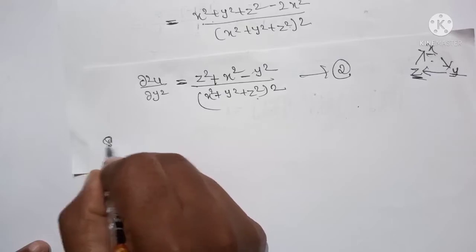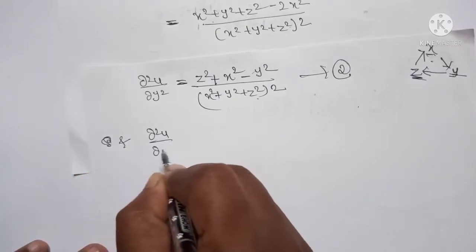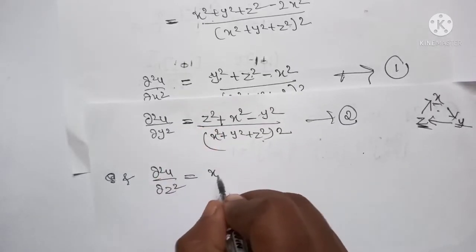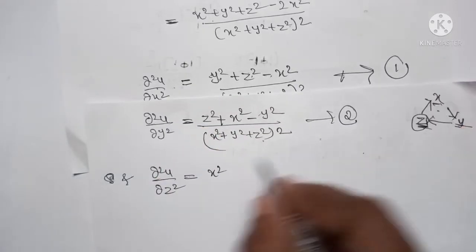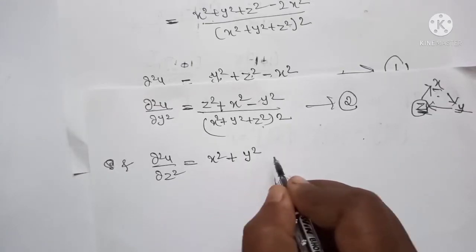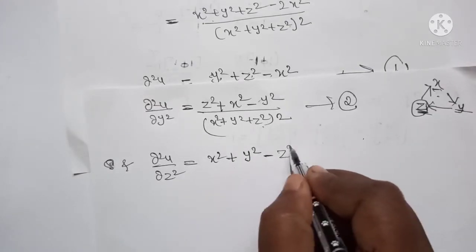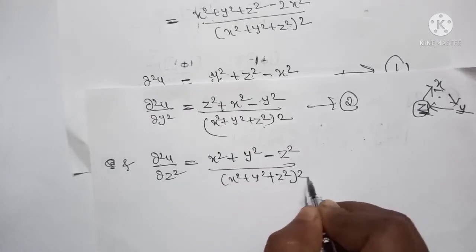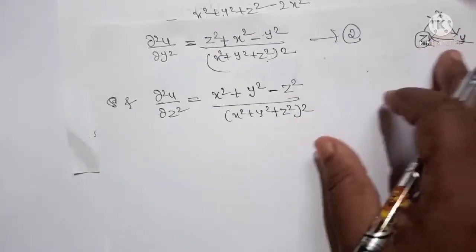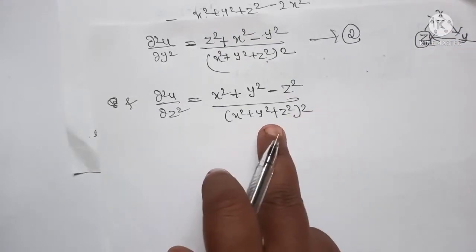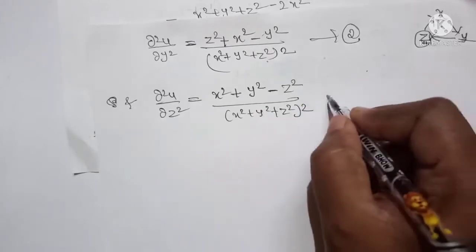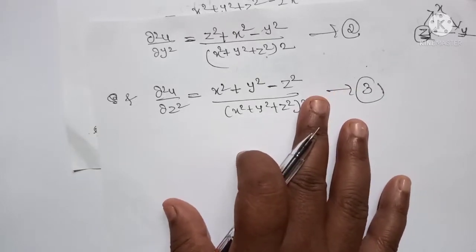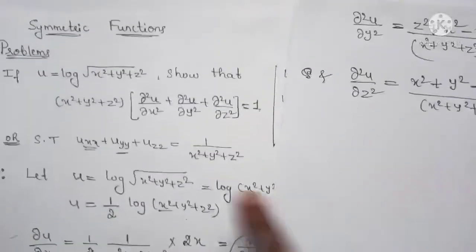Again we want ∂²u/∂z², that can be simply written as: z is replaced by x square, x is replaced by y square, minus y is replaced by z square. The denominator stays as it is, because if you change all the terms cyclically, it doesn't alter. Okay, so this is the third one, consider this as equation 3. Now we need to fill this one.